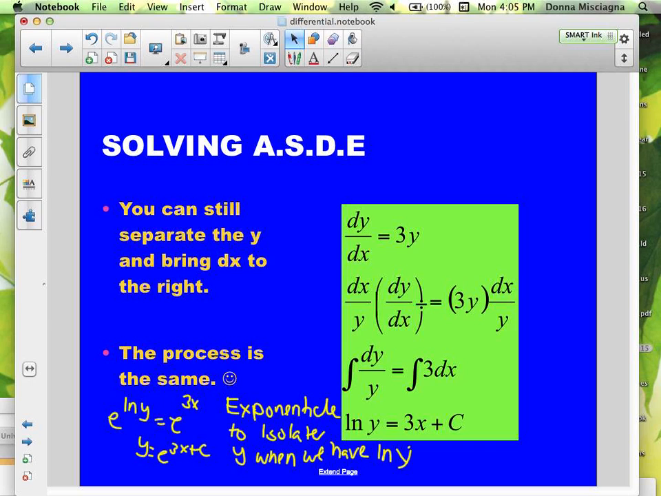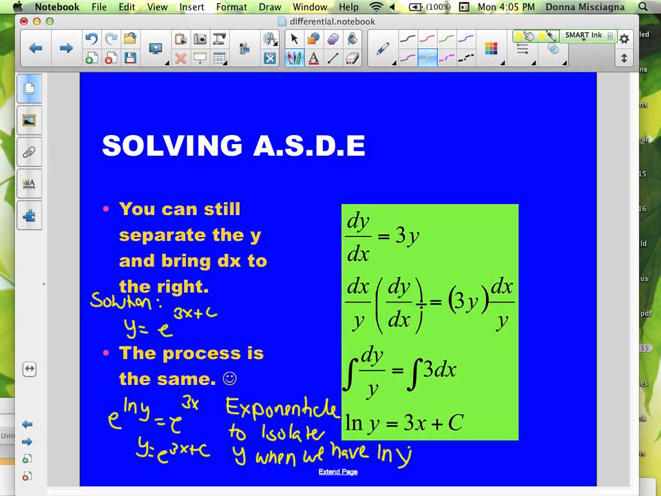All right, so to exponentiate, we raise our terms to be the exponents, and e is our base. So we've got e to the natural log of y equals e to the 3x, and the e and natural log will cancel each other out. We've got y equals e to the 3x plus c. The plus c, notice, is an exponent. So our general solution is y equals e to the 3x plus c.